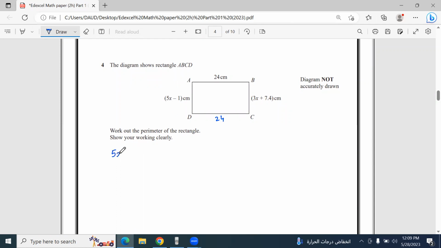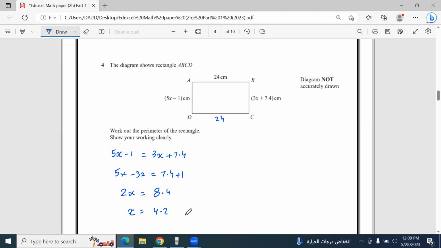We can say that 5x minus 1 is equal to 3x plus 7.4. So we can rearrange and bring together like terms. 5x minus 3x is equal to 7.4 plus 1. So 5 minus 3, 2x is equal to 8.4, and then x is equal to 8.4 divided by 2, so 4.2.